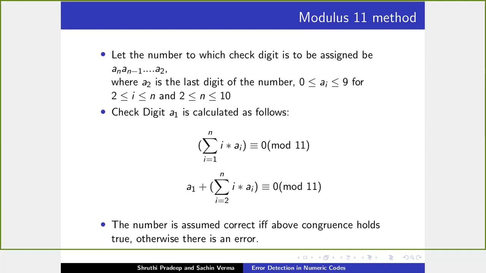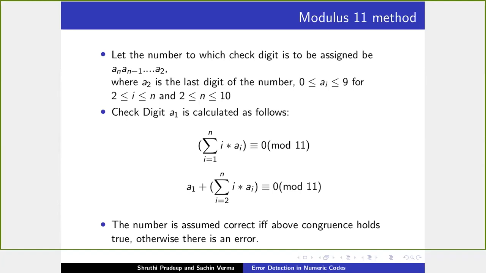So if you notice, a1 should be such that a1 plus the sum of the digits multiplied by their positions is congruent to 0 mod 11. The number is assumed correct only if this condition is satisfied. So when a code is given, you can just check the check digit a1 using this relation. Otherwise there is an error.